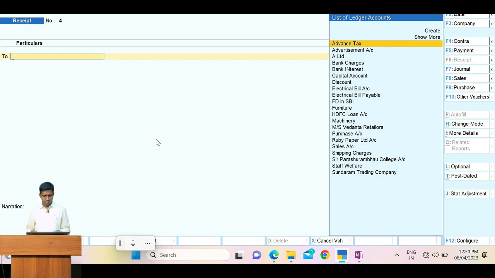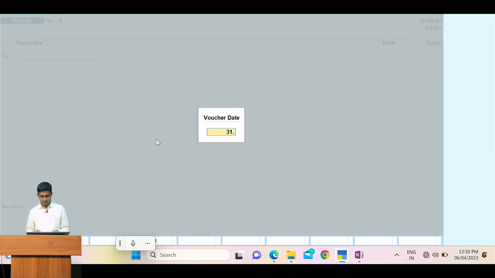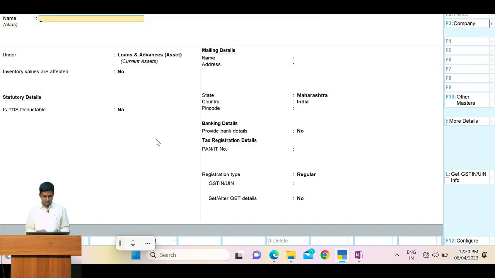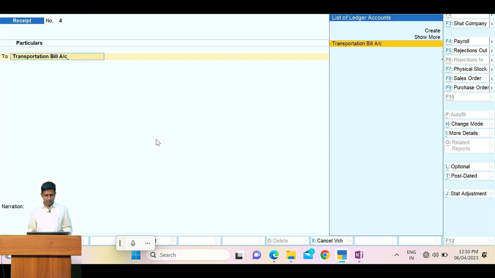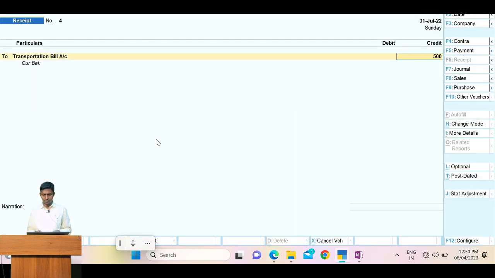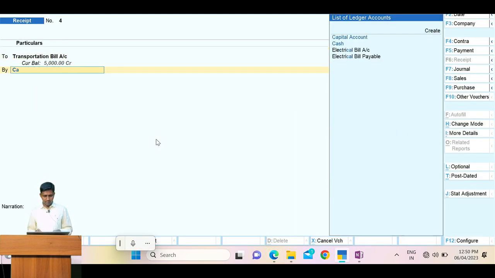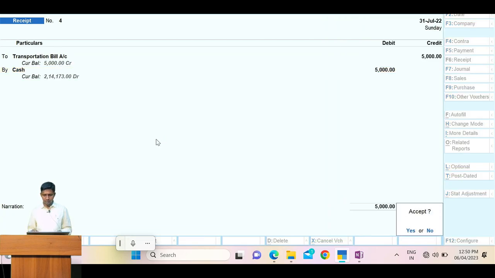Then after that, paid the diesel bill, 5,000 rupees, 31st July. The diesel bill ledger we don't have, that means we'll create a transportation bill account under indirect expenses. Inventory should not be affected. 5,000 rupees, and we paid in cash, let's say cash, 31st July, accept.